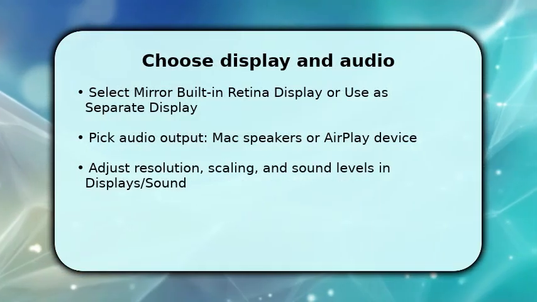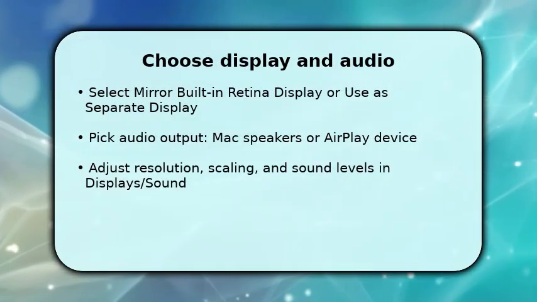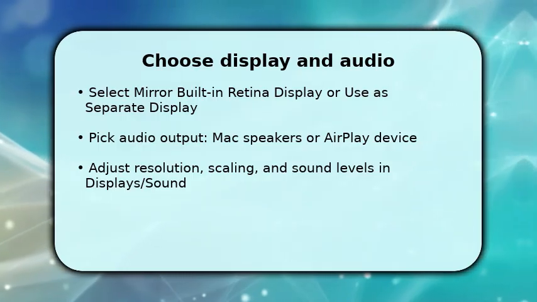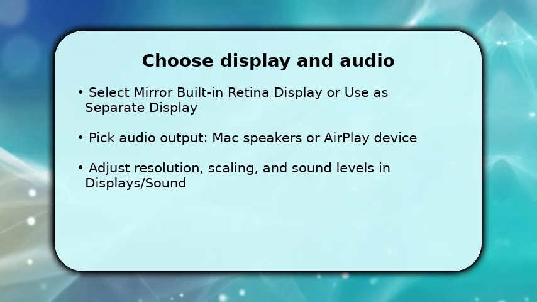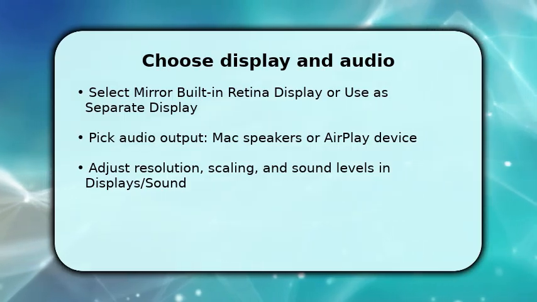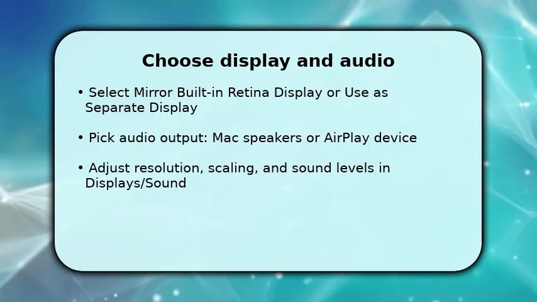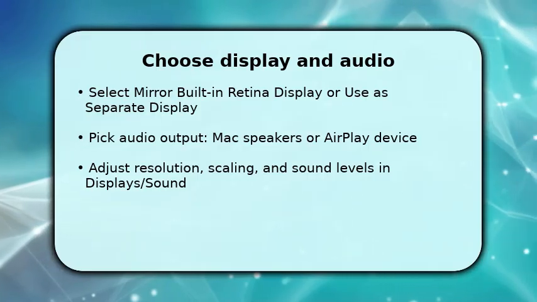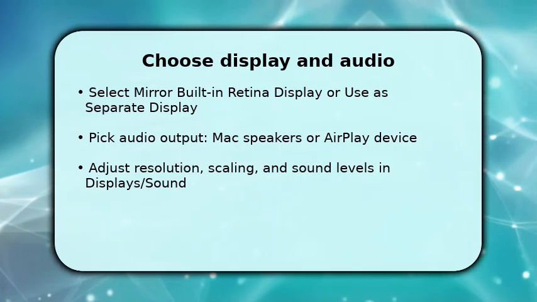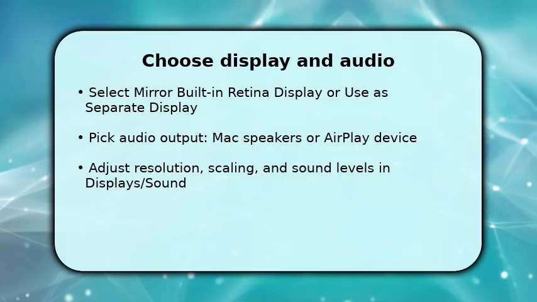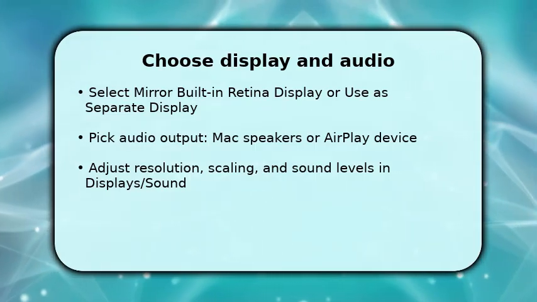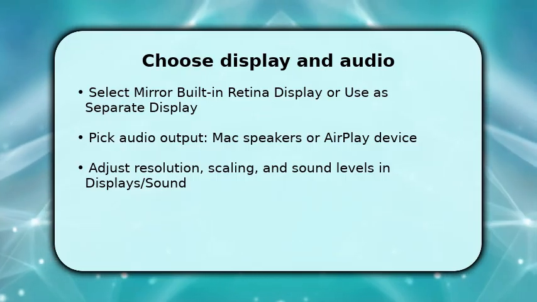Now decide how you want content presented. From screen mirroring, choose Mirror built-in Retina display to duplicate, or use as separate display to extend your desktop. That matters for multitasking. Then pick the audio output in sound settings so movie sound or system alerts play where intended. Make sure to tweak resolution and scaling in displays if text looks blurry. AirPlay can change pixel mapping. Once adjusted, apps will behave like on a local screen and audio will follow your chosen route.